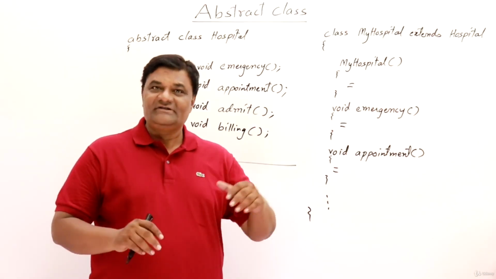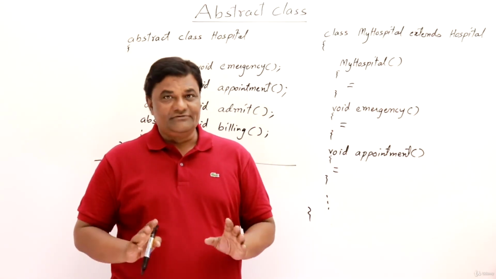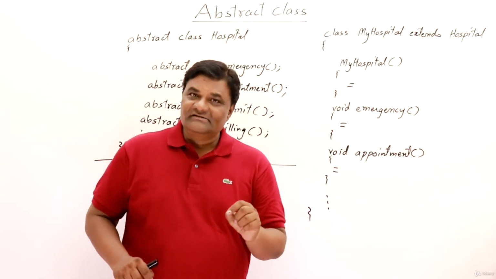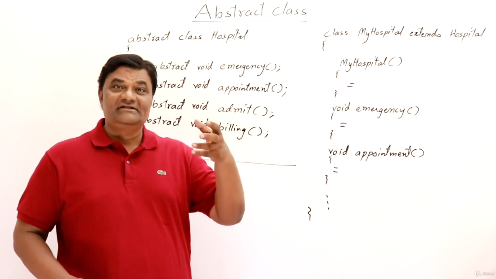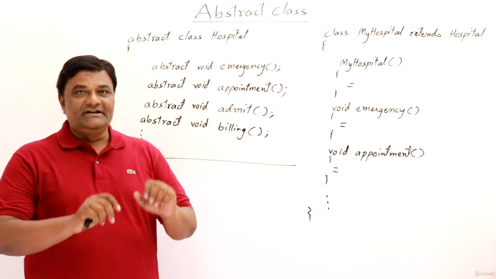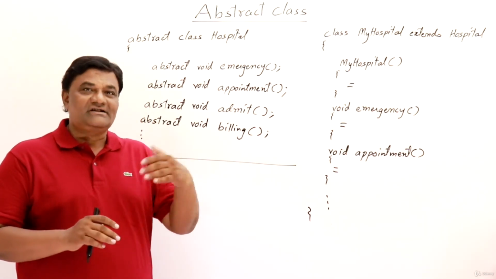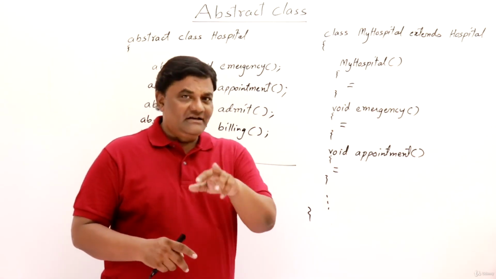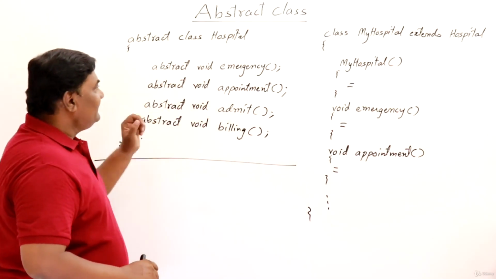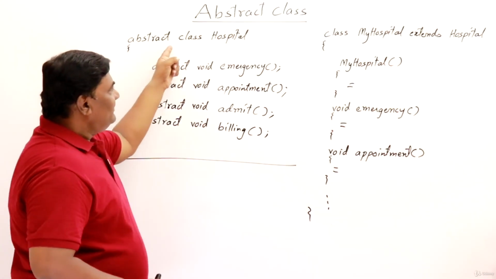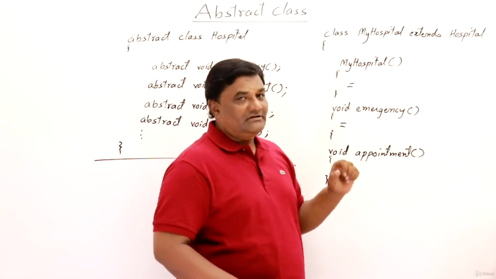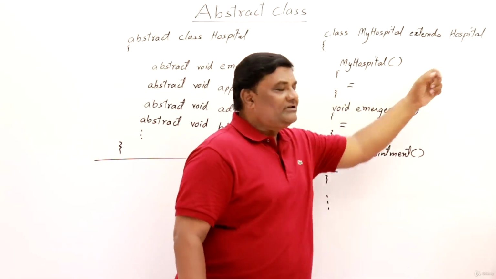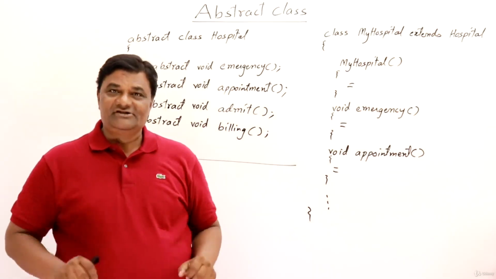So let us understand through this example how abstract classes are useful. Actually, abstract classes are useful for defining standards and imposing standards. I have taken one example to show how standards can be imposed in real life. Let us see here. There is a class called Hospital and there is one more class called MyHospital, which extends from Hospital.